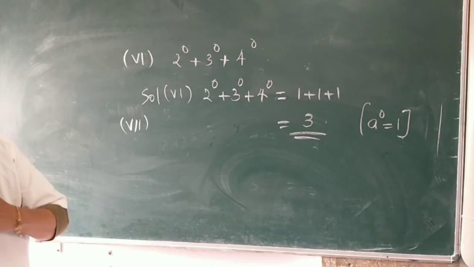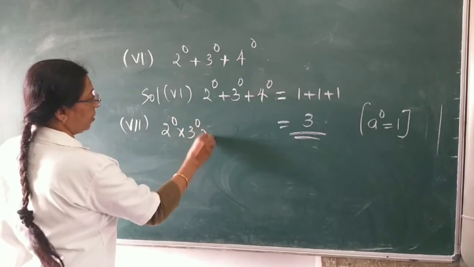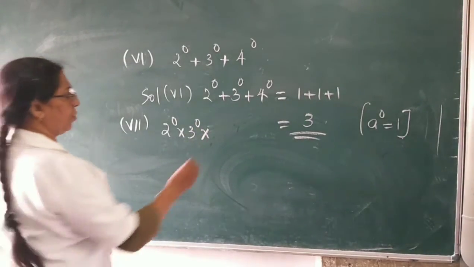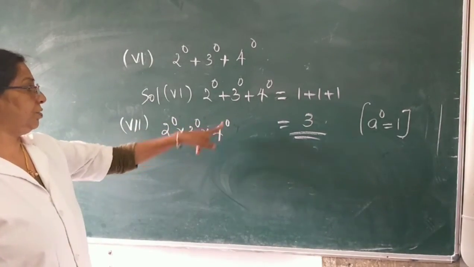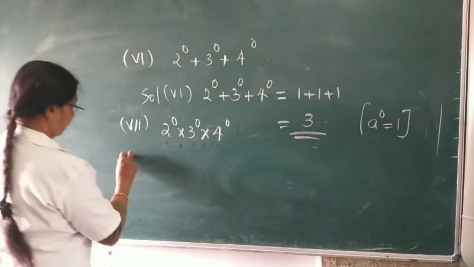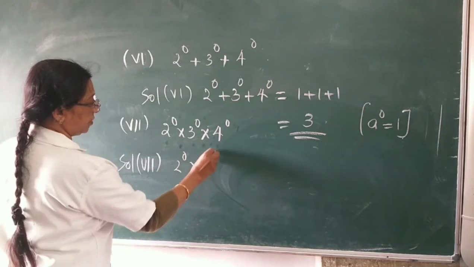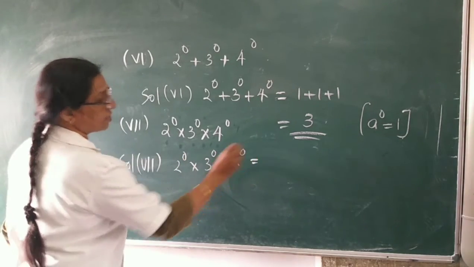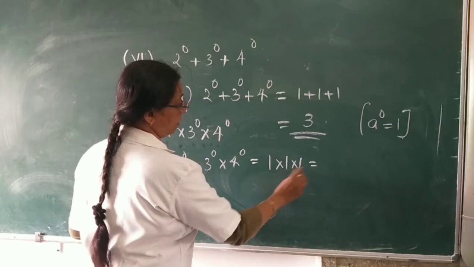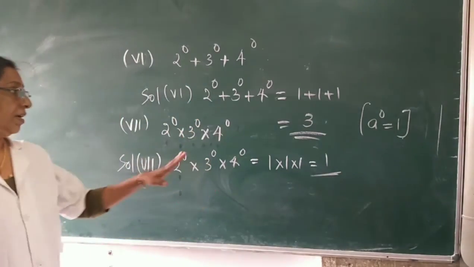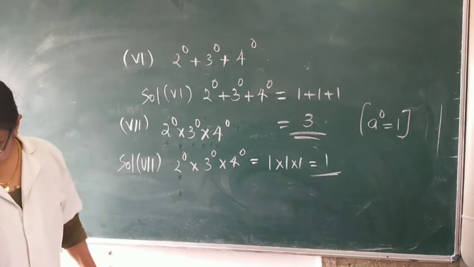Question number 7. 2 raised to 0 into 3 raised to 0 into 4 raised to 0. What will be the answer? 2 raised to 0 into 3 raised to 0 into 4 raised to 0 is equal to, what is its value? 1. 1 into 1 into 1 is 1. Here it was 3, 1 plus 1 plus 1. 1 into 1 into 1, 1. Okay. Next.